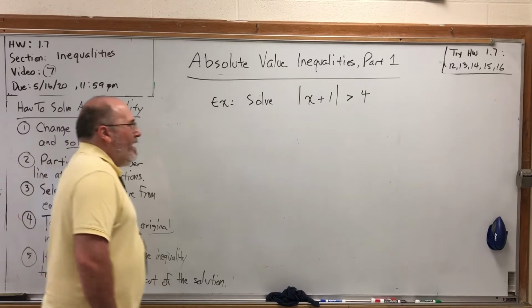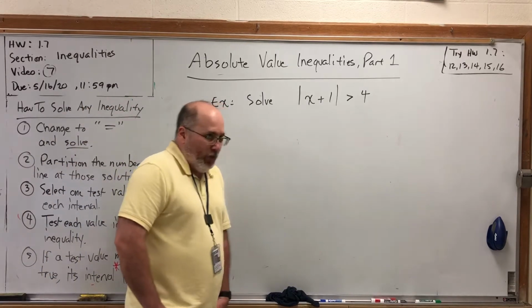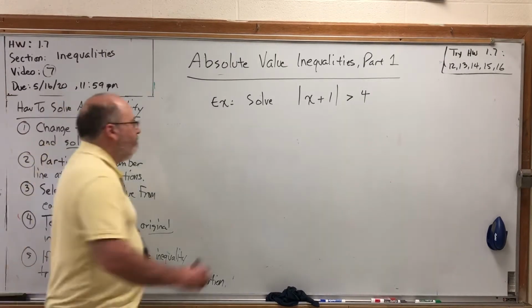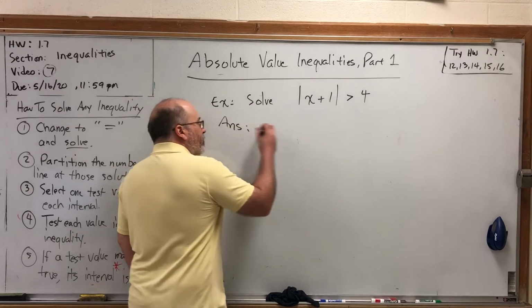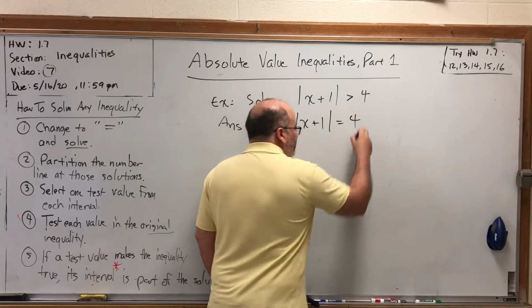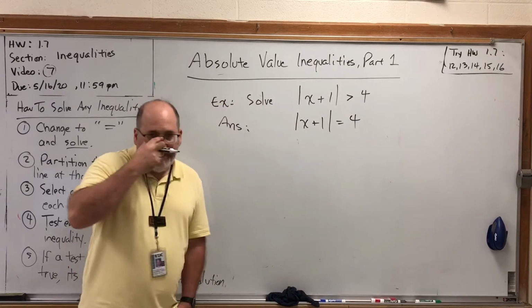All right, so let's solve the absolute value of x plus 1 is greater than 4 using the universal approach, as I like to call it. So step number 1, change it to equal and solve. So we're going to solve the absolute value of x plus 1 is equal to 4. How do you solve this?